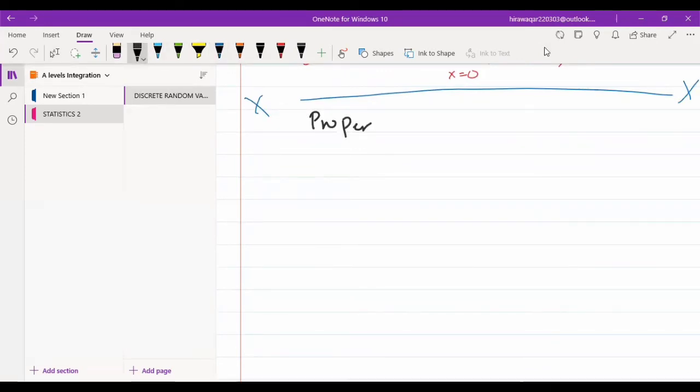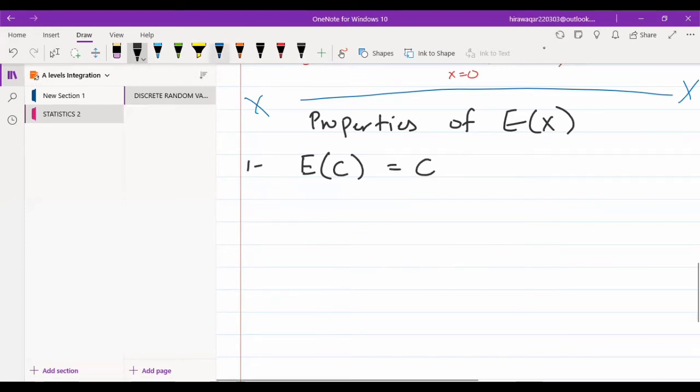You need to understand the properties of mathematical expectation or the expected value. The first property is that if you put any constant in the place of expectation, you will get the same answer. Expectation of C equals C. So this is basically property number one.